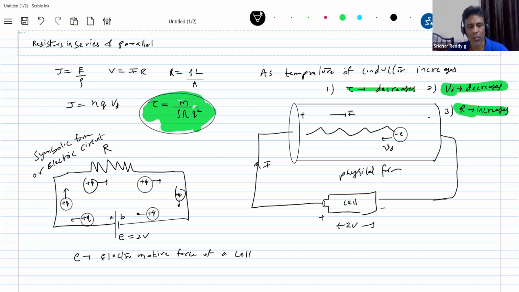This is the thing. So what is a cell? It will convert chemical energy into electrical energy. What is a conductor, a resistor? It will convert the electrical energy into heat energy. Further, the heat energy will be converted into either light or any other form. It depends upon how you are using this resistor. Okay, this is called a resistor. Got the idea now?